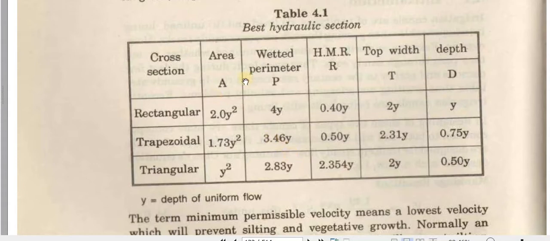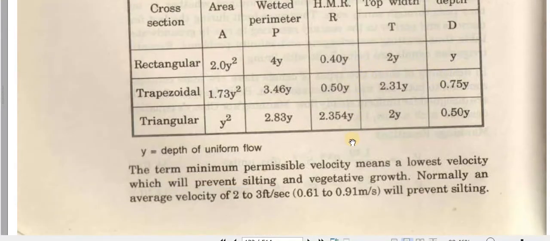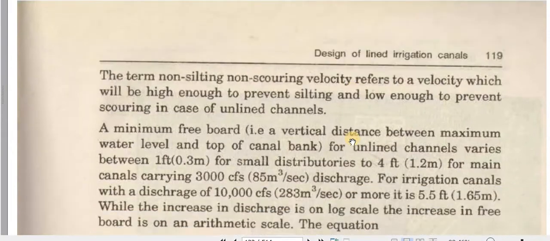For the best hydraulic section, we usually design a trapezoidal channel. Area should be 1.73 y squared, wetted perimeter should be 3.46 y, and hydraulic mean radius should be 0.50 y, along with top width and depth. But we will design the canals as per the given criteria.